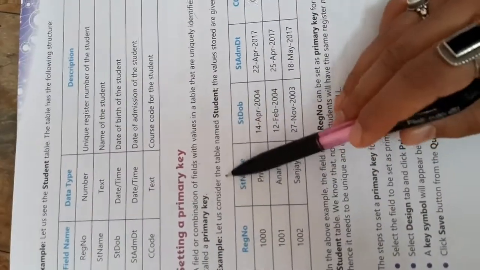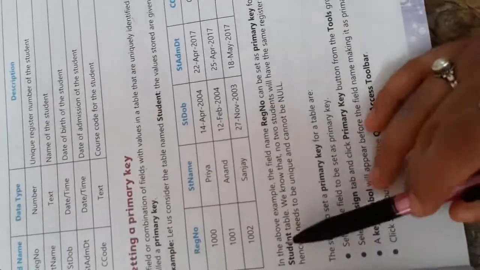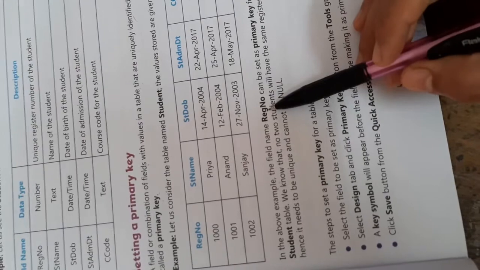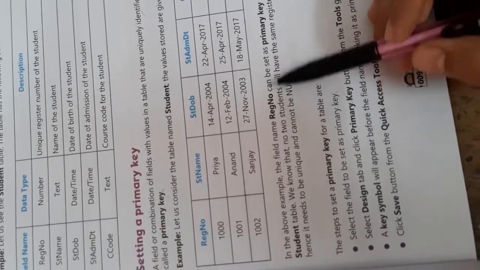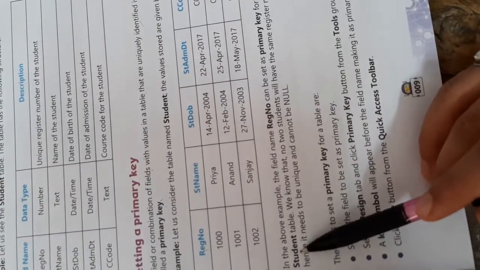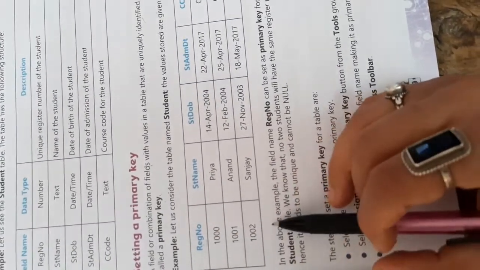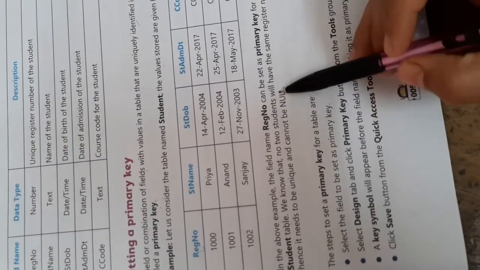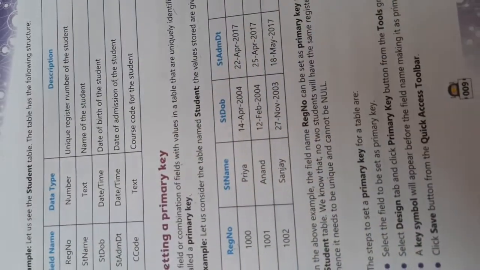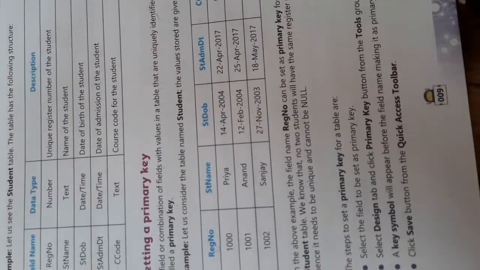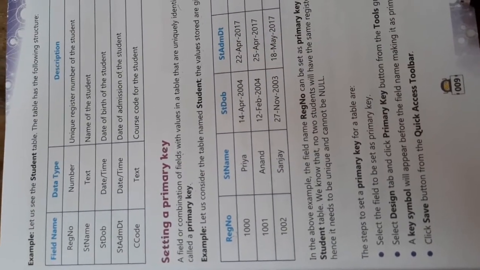For example, let us consider a table named students. The values stored are given below. In the above example, the field registration number can be set as the primary key for the student table. So what is the primary key for the student table? Registration number, because every student has a unique registration number. We know that no two students will have the same registration number. I also told you that every student has a different registration number. So the primary key for this is registration number.